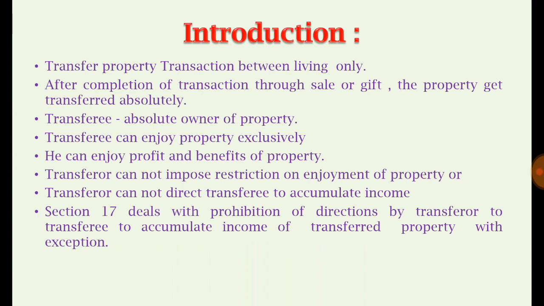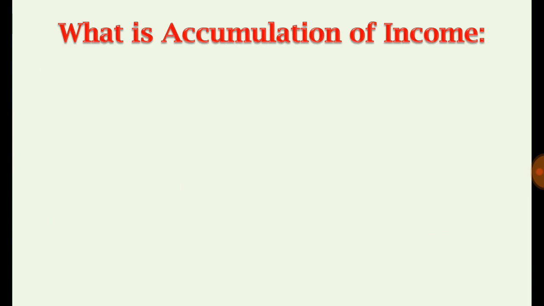But there are certain circumstances where the transferor can give directions to the transferee for the accumulation of income. So what shall be its validity? This is dealt with by section 17 of the Act. Section 17 of the Act deals with prohibition of direction of accumulation by the transferor, with certain exceptions.